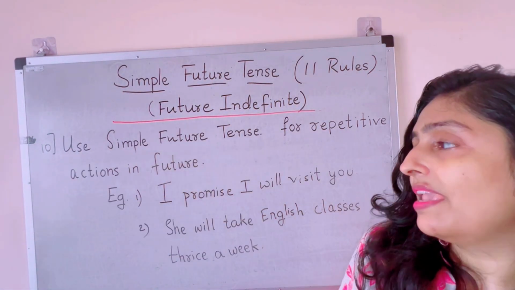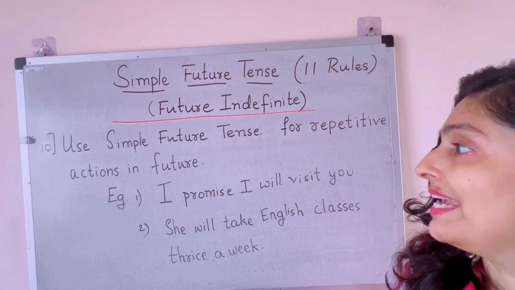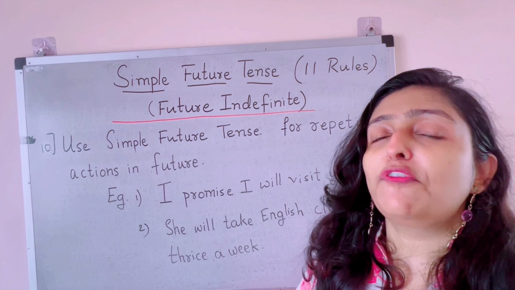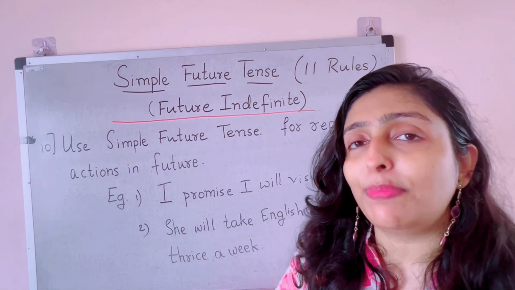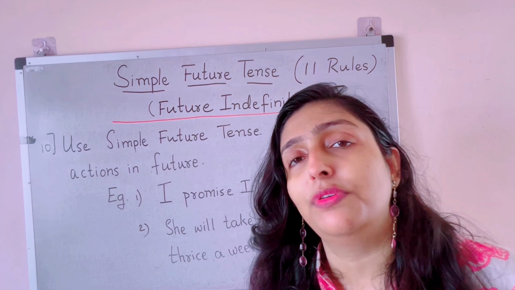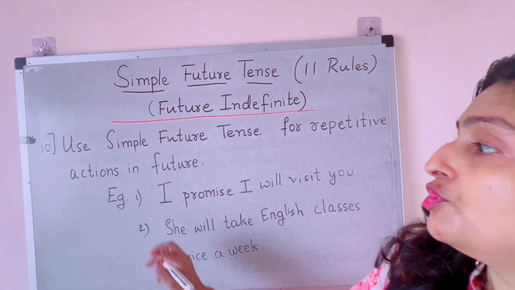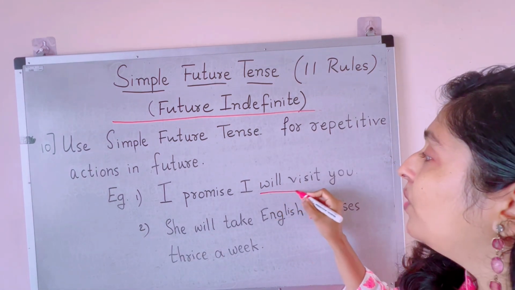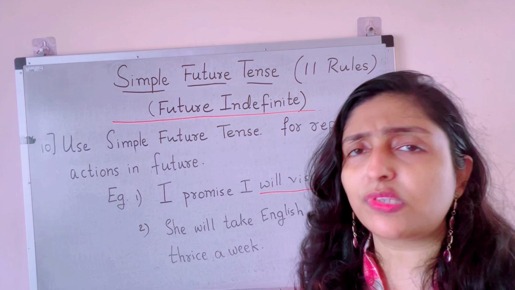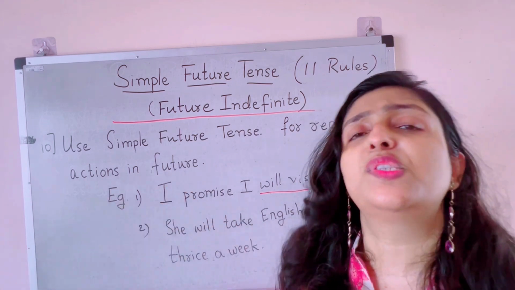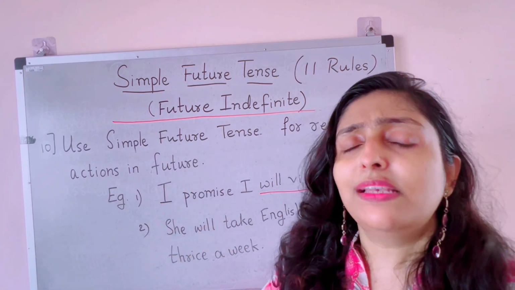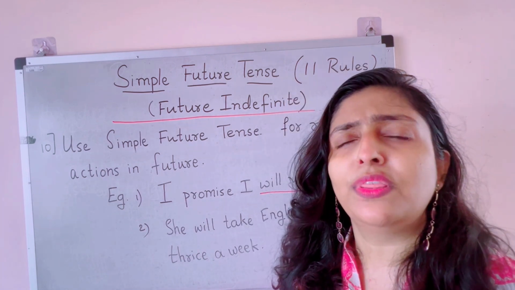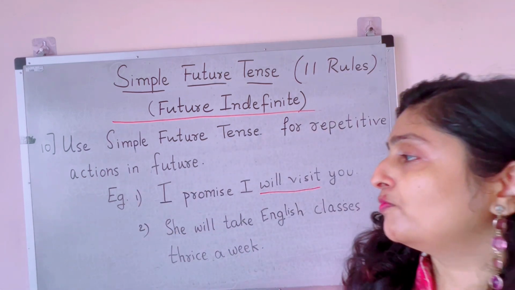Rule number 10 says use simple future tense for repetitive actions in the future. Okay, if an action or event is going to happen several times in the future, then you can use simple future tense. Example, I promise I'll visit you. It means that the person has already visited his friend some time back, and he is giving an assurance that yes, I'm going to visit you. Don't worry, I'll visit you in the near future or in the distant future.